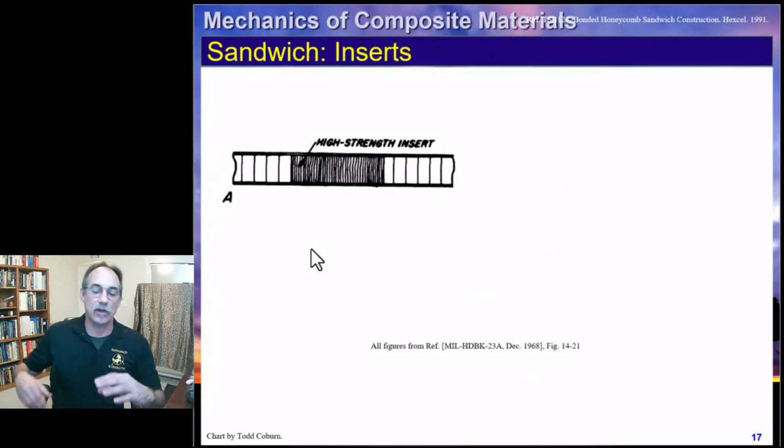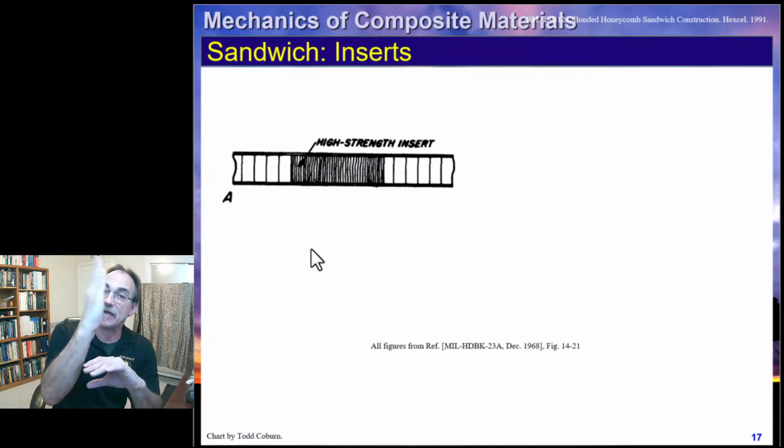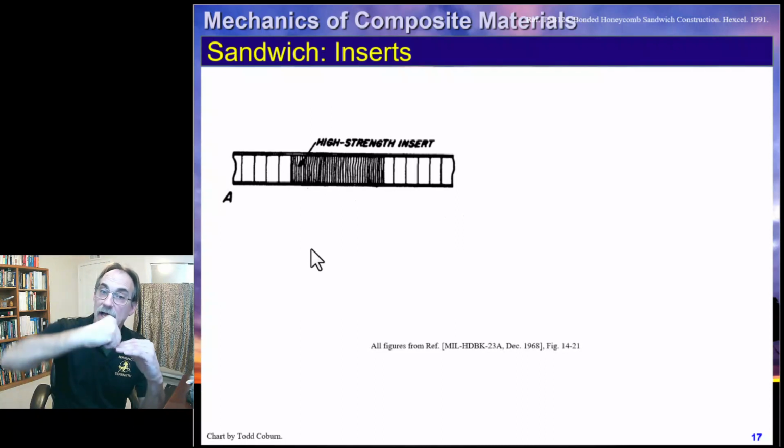Whenever we have a point load, like let's say we have a fastener with maybe an antenna or something that's putting bending, localized bending, into the core.